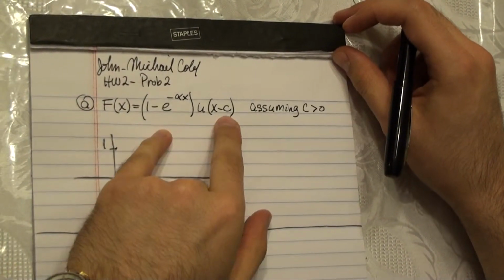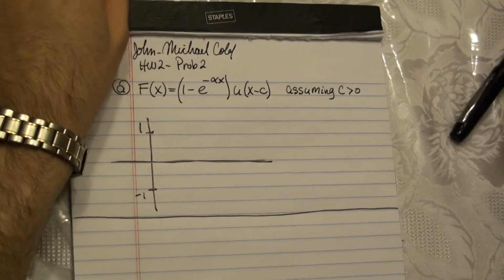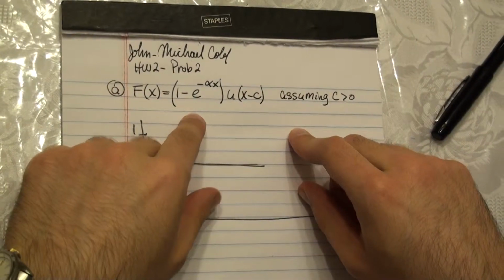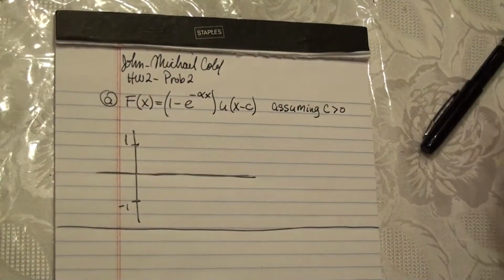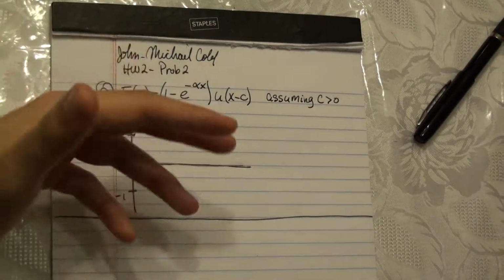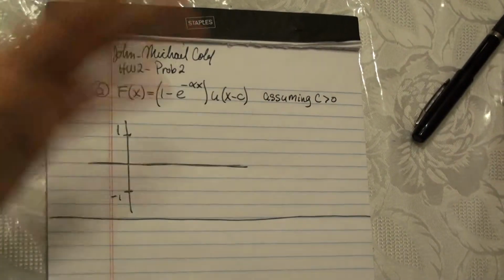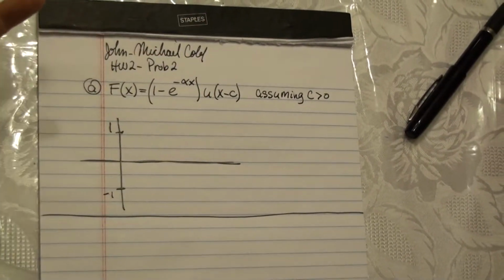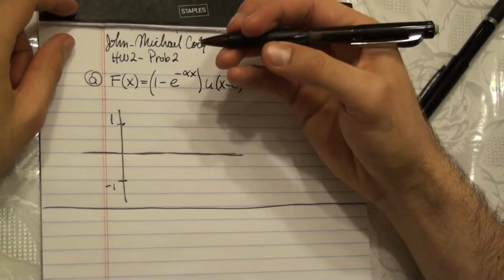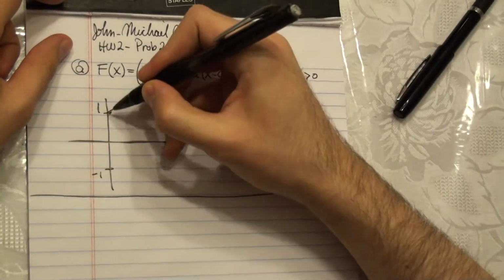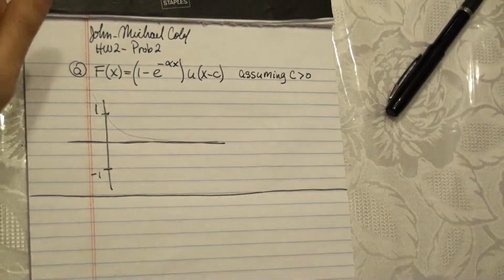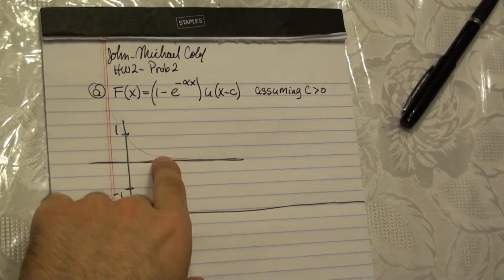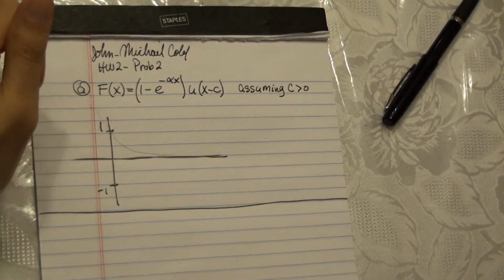Okay, so problem 2, part A, asks us to draw the probability distribution function, capital F of x, which is this. Now, before we start, let's just remember, what does e to the minus alpha x look like? Let's say that alpha is 1 for now. Let's say e to the minus x. What does that look like? So e to the minus x looks something like this. It's a decaying exponential. Here, as x approaches infinity, this asymptotically approaches 0.